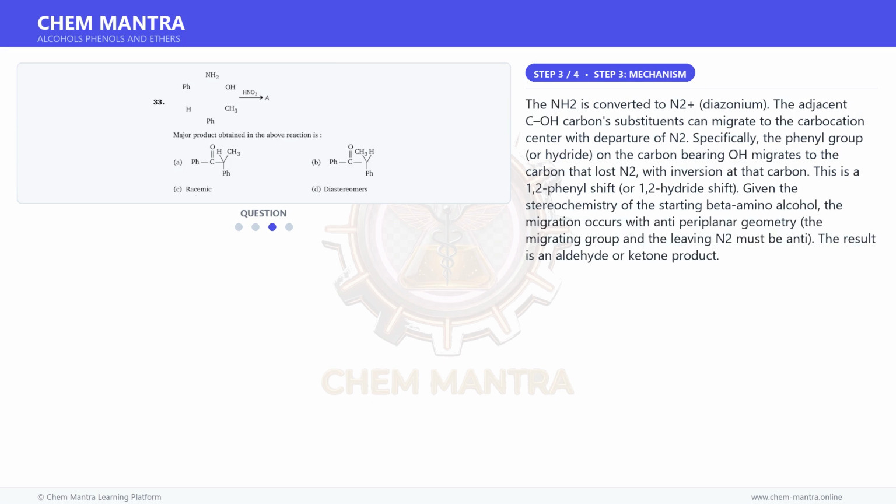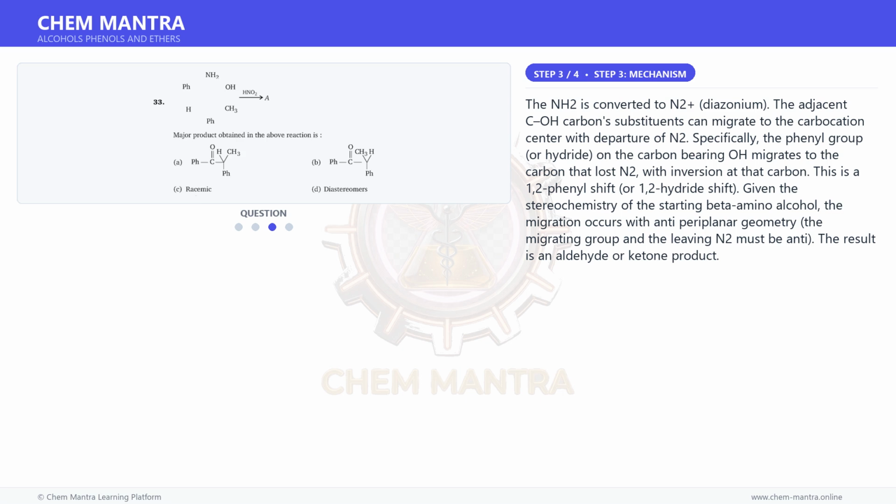Moving on to the next step. The NH2 is converted to N2+, diazonium. The adjacent carbon's substituents can migrate to the carbocation center with departure of N2. Specifically, the phenyl group, or hydride, on the carbon bearing OH migrates to the carbon that lost N2 with inversion at that carbon. This is a 1,2-phenyl shift or 1,2-hydride shift.